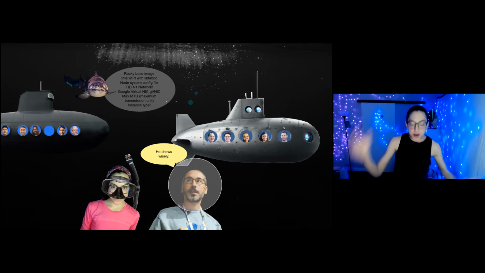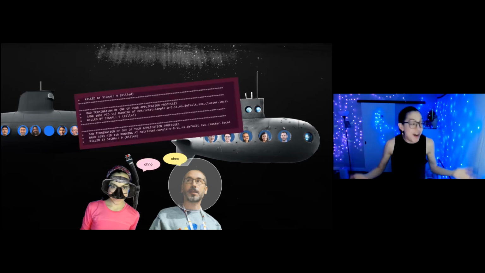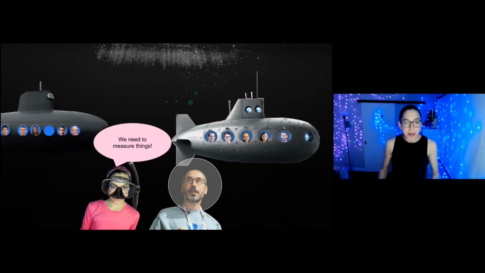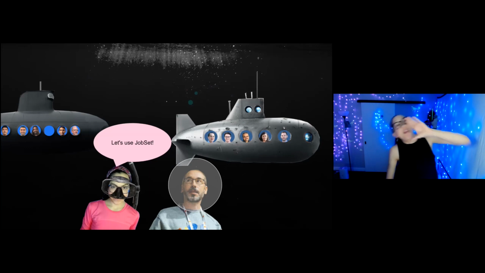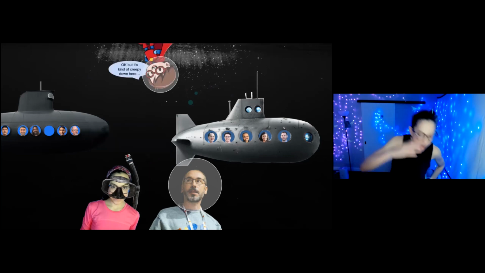So we did many more experiments, and by the way, this was over many months, and we ran into new errors. Both of us were like, oh no, oh no. But I had this insight, and many developers have this insight: when you don't understand something, you need to measure things. We needed to measure the network and understand what was going on with our application. And because I had just done this work with JobSet, this was at the forefront of my mind. I was like, hey, JobSet, can you come down here? And JobSet was like, I don't know, it's kind of creepy down there.